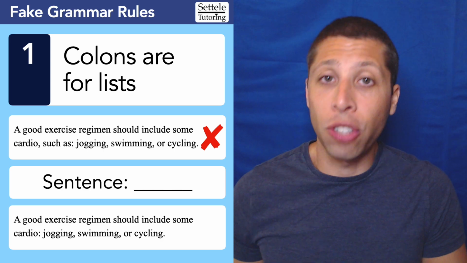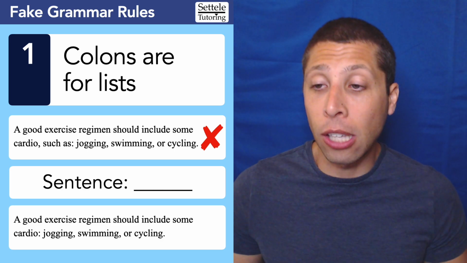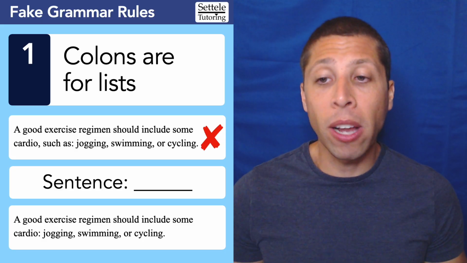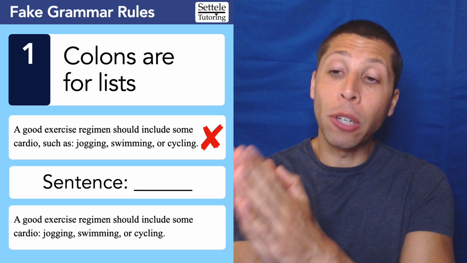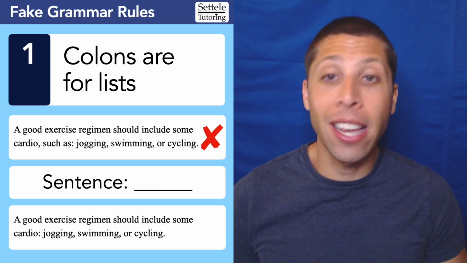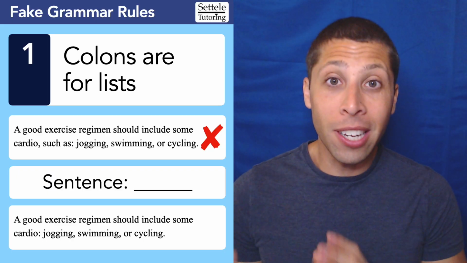Instead, if we really wanted to use a colon, what we would need to do is change the sentence so that we do have a complete sentence, like an independent clause, before the list. So in this case, we could say, "A good exercise regimen should include some cardio," right? We could put a period there, but then we're going to use the colon to add on some examples of cardio, and in this case, jogging, swimming, or cycling. No "such as" necessary here. So this is something that could come up.